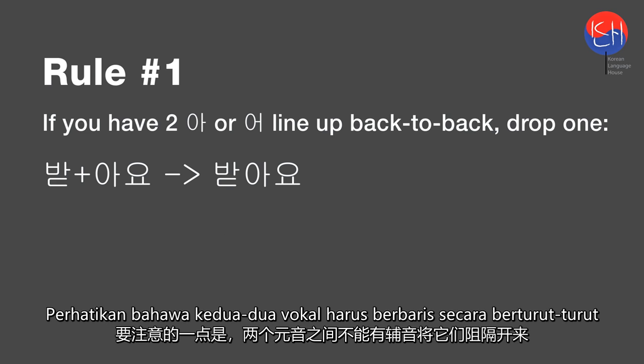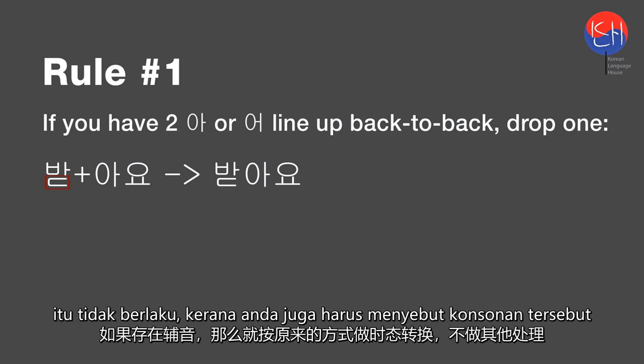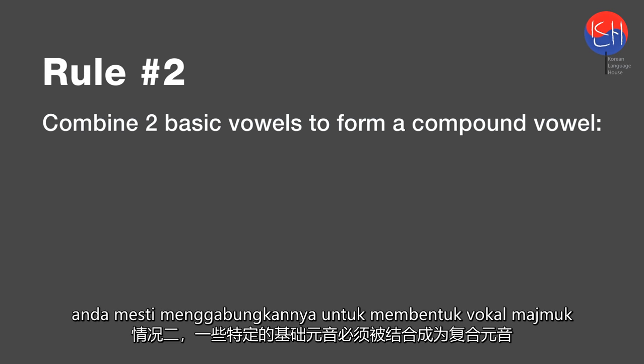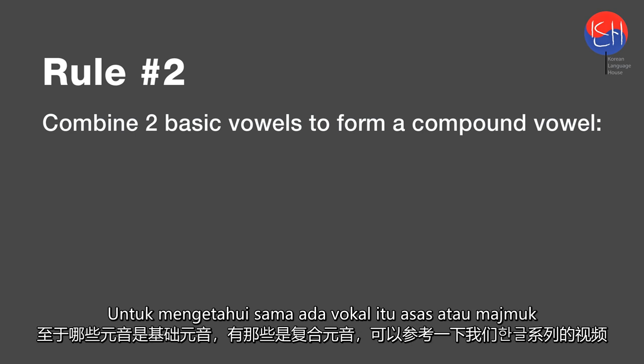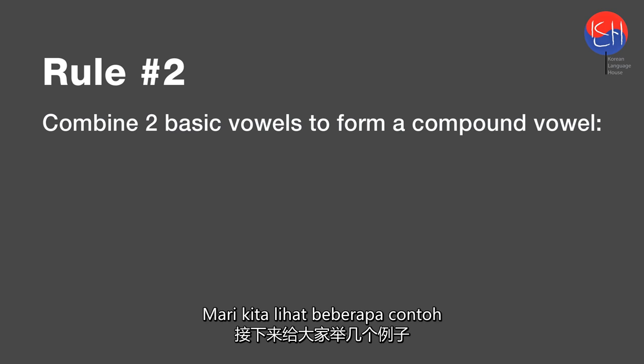Note that the 2 vowels have to be lined up back to back. If there's a consonant between them, then the rule does not apply, because you must pronounce that consonant too. Rule number 2. When you get 2 basic vowels, you must combine them to form a compound vowel. To find out whether a vowel is a basic vowel or a compound vowel, please refer to our 2-part Hangul videos. Let's look at some examples.